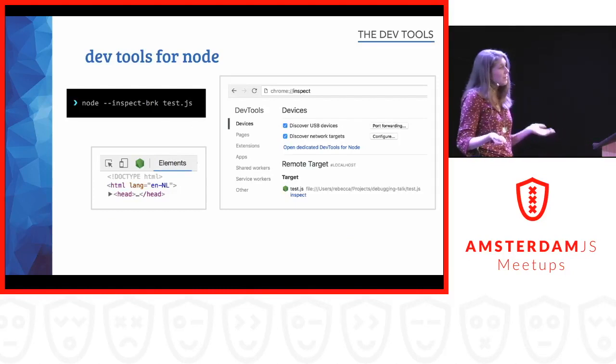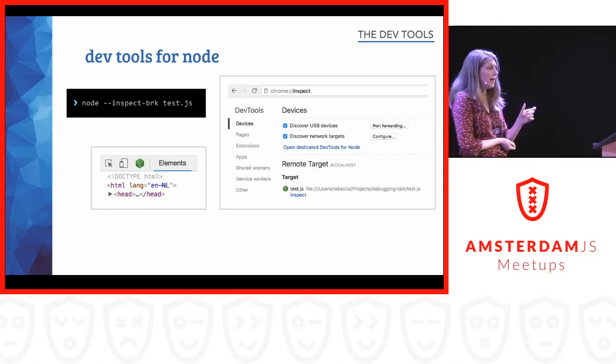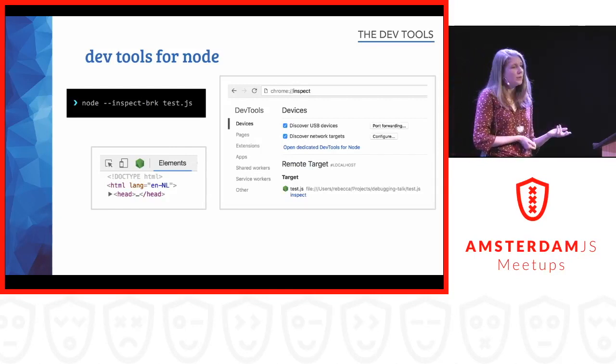Okay, so that's the browser. What about Node? Well, you can actually debug Node in the Chrome DevTools. You just need to run your Node script with this flag, and BRK, by the way, means to break before your code starts so that you can put your breakpoints in straight away.